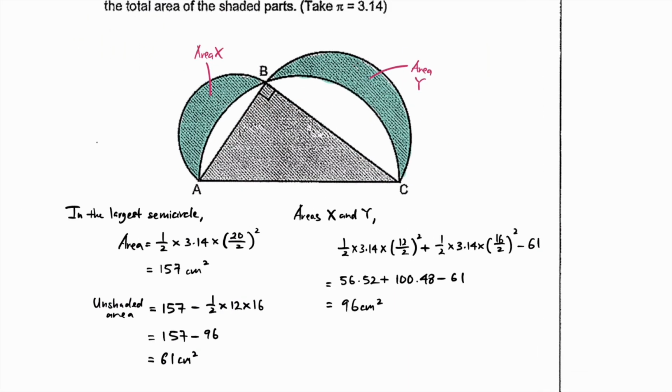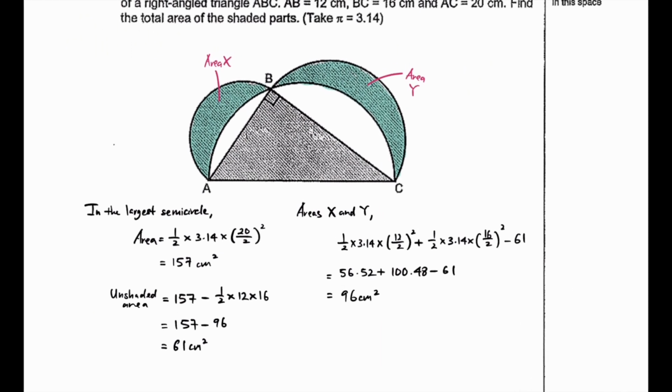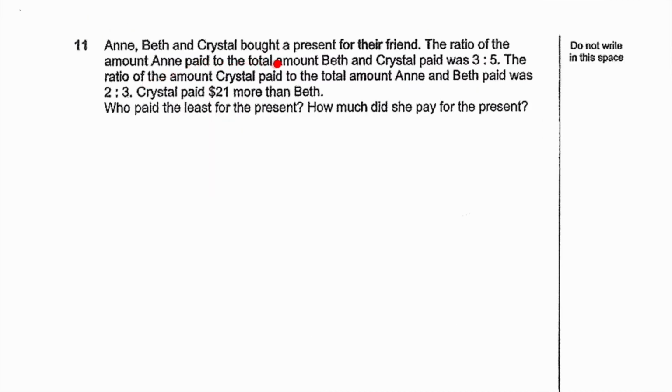So for the total area of the shaded parts, the final step will be to take that and add to the area of the triangle, and that would be 192 right there. So this is 192.